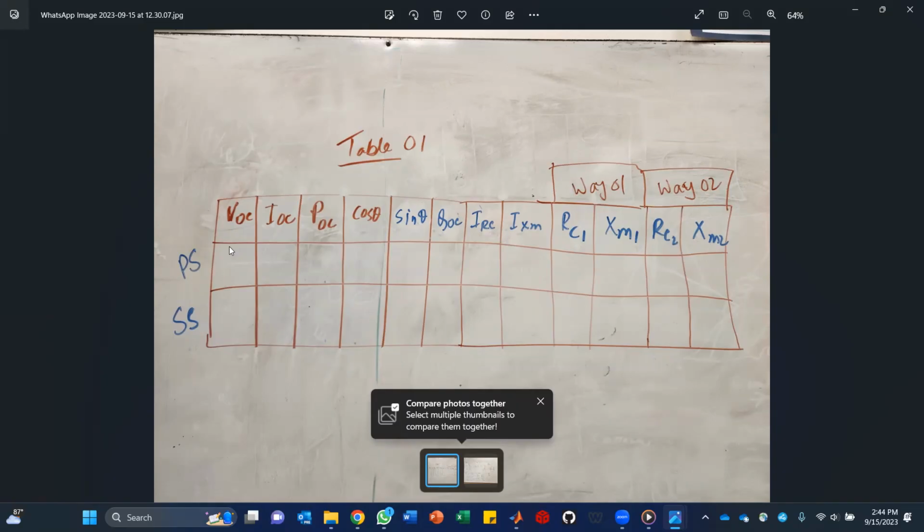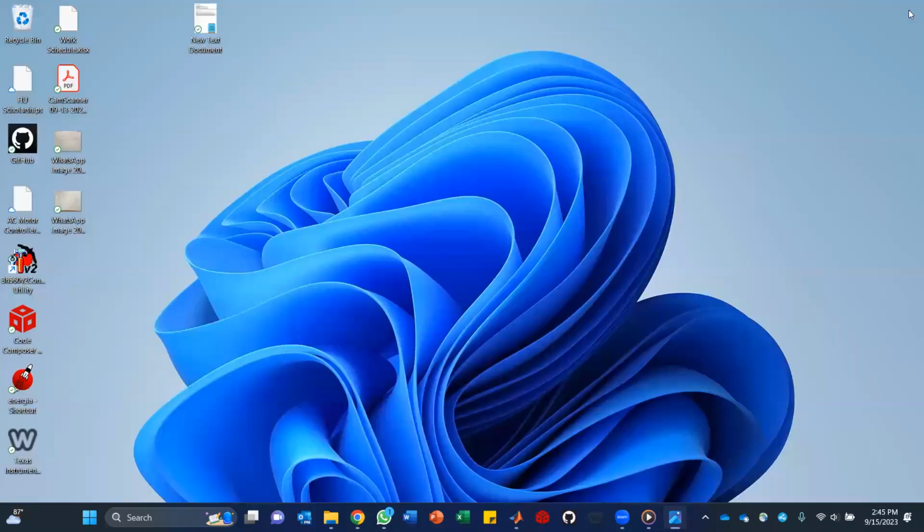And also there will be 2 more cases. In one case, I will be supplying to the primary side, and the secondary side will be open. And if I supply to the secondary side, this will be case 2, so the primary side will be open. So there will be 2 cases and 2 ways. So I'd like you to fill up everything, make a table which will have all of these values.